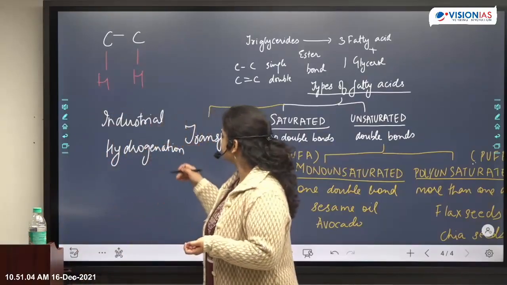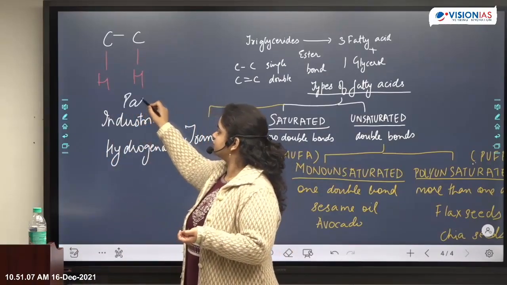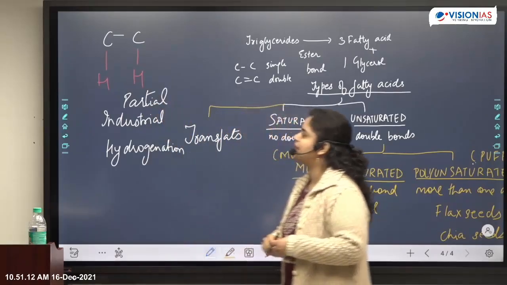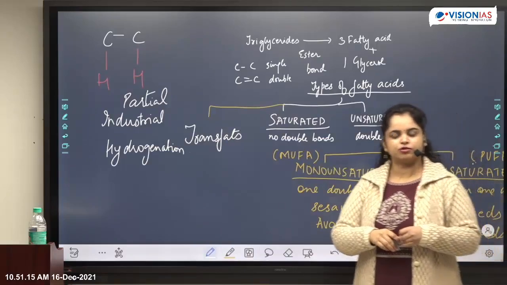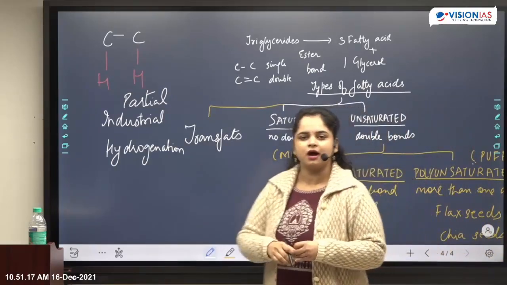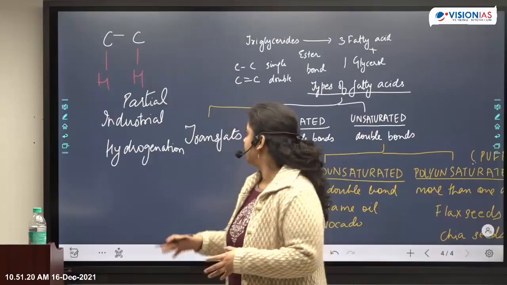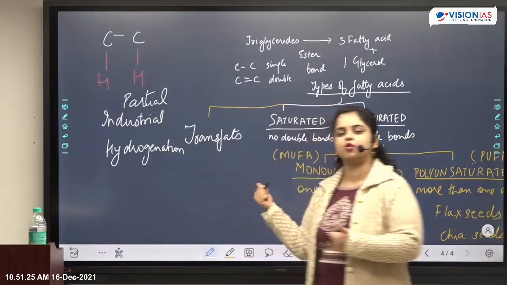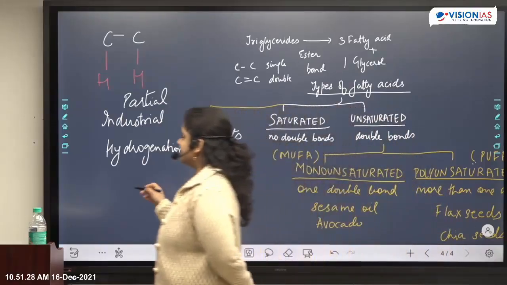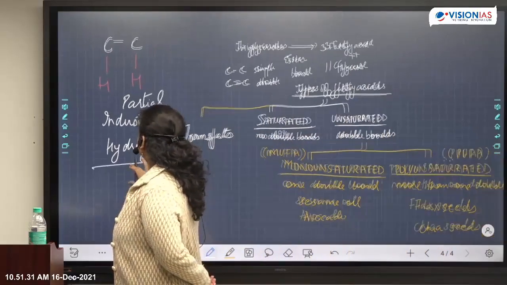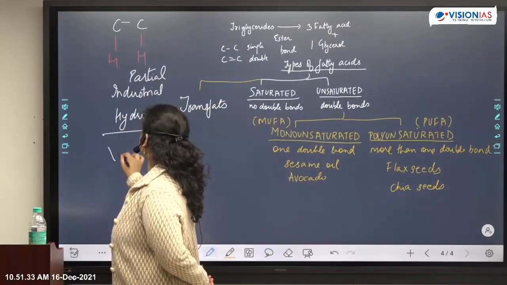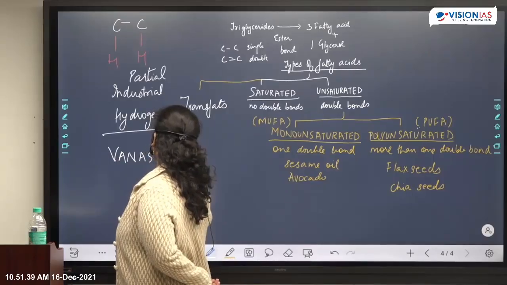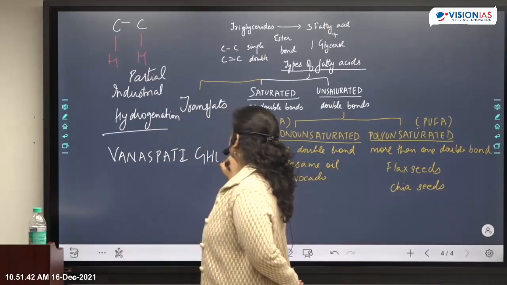The term which you will find mentioned on a lot of food products is partial hydrogenation. So the process is partial industrial hydrogenation. The vegetable oil whose double bonds I have broken, some of them, will ultimately change into something you have also heard about, Vanaspati ghee, or the vegetable based ghee.